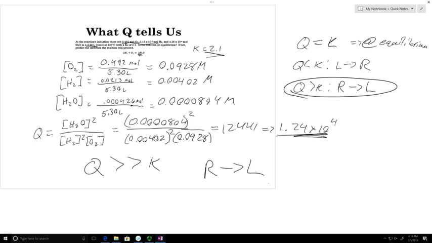And that's it for our little talk on Q. You can read more about it in your textbook. Again, just treat it like K and then compare it with the K value to see what direction it moves in. And again, if Q does equal K, then your reaction is at equilibrium. So that's a very important, very powerful tool to tell us how a reaction will react under various conditions.